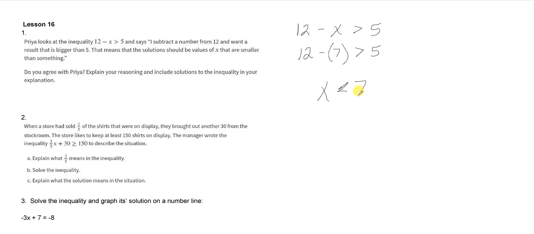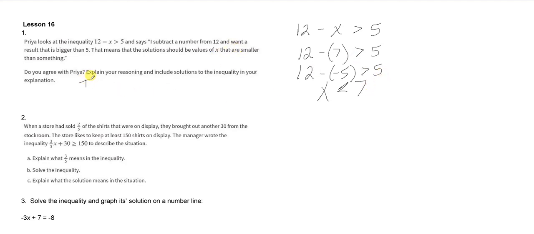Numbers like 5 or 12 minus 6 or 12 minus 2, those are going to work. And even if you start putting negative numbers, like numbers that are smaller than 7 that are negative, you're still going to end up having 12 minus, like, negative 5. Well, that's going to be greater than 5 because that adds to it and makes 17. So what she's saying here makes sense, although it is kind of confusing.